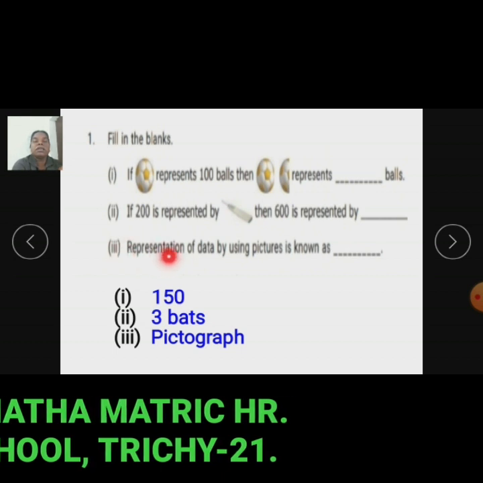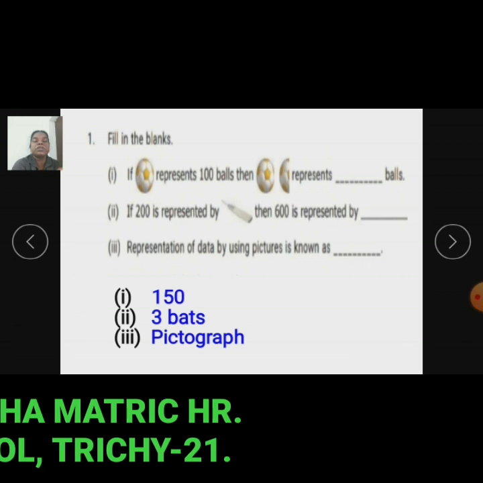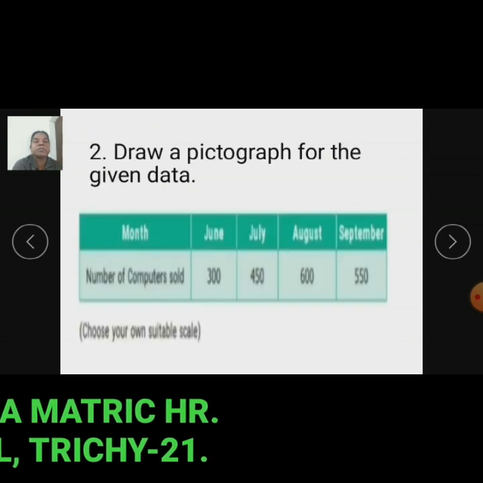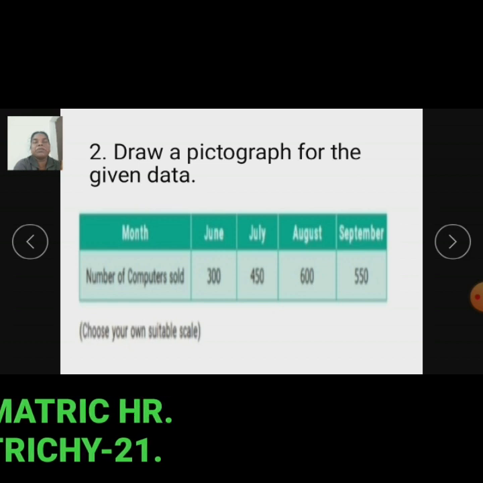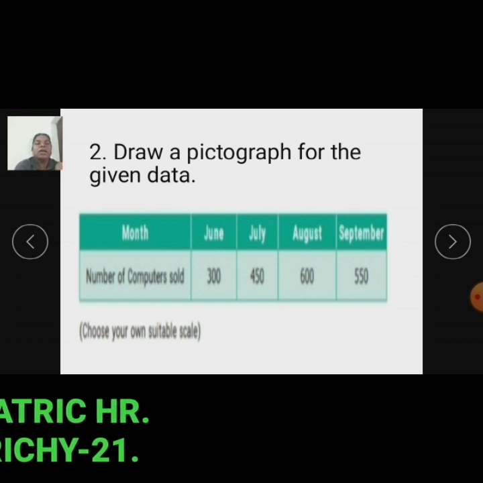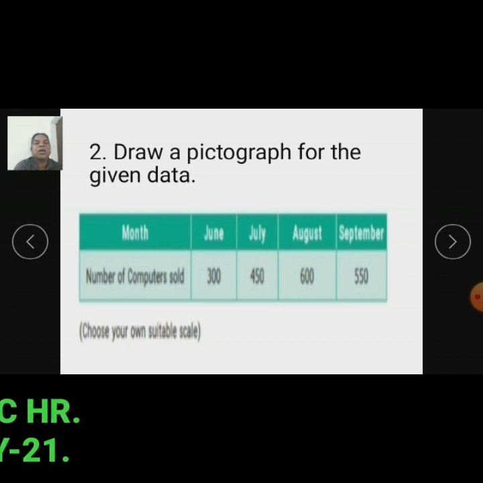Subdivision 3. Representation of data by using pictures is known as pictograph. Question number 2. Draw a pictograph for the given data. In this tabular column, month and number of computers sold are shown. In June, 300 computers sold. In July, 450. In August, 600. And in September, 550 computers sold.